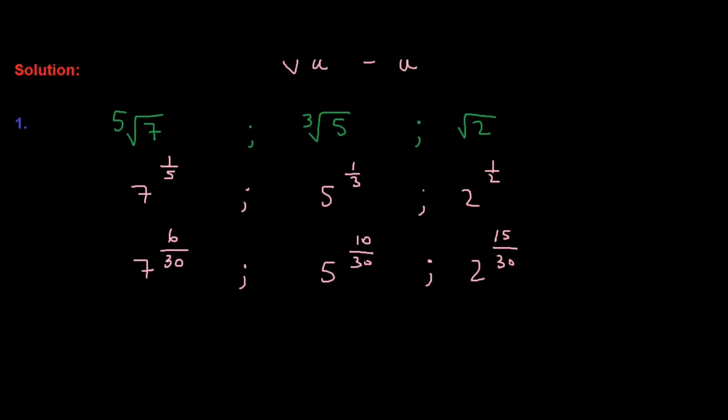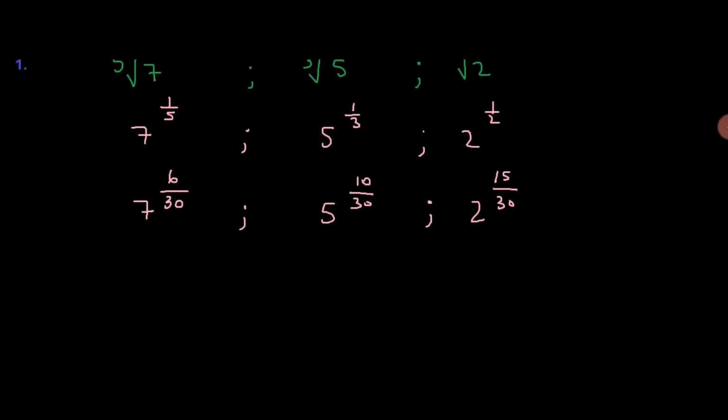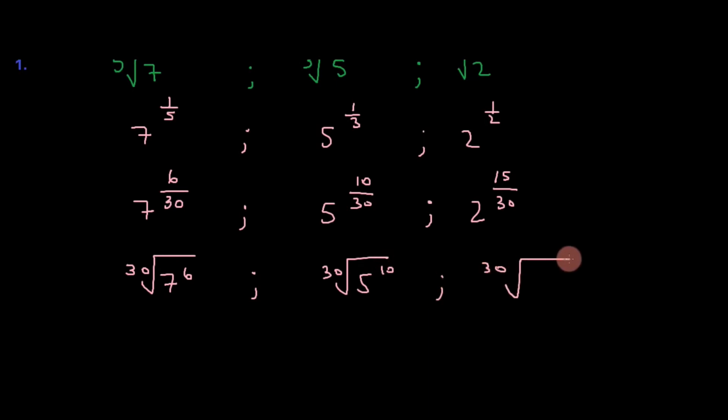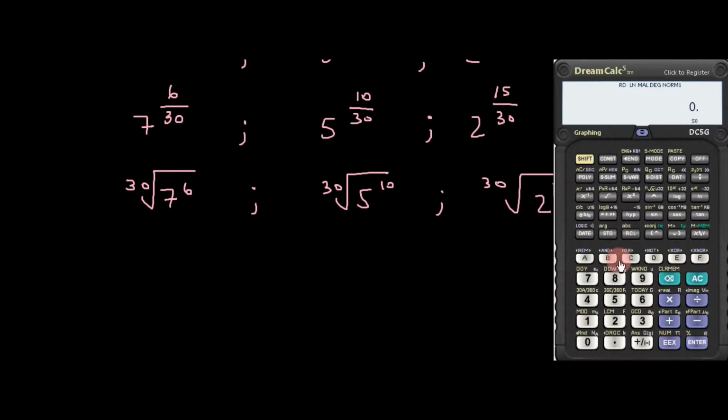We're going to use this law again to go back to the surd form. So it's going to be the 30th root of 7 to the 6th, the 30th root of 5 to the 10, and the 30th root of 2 to the 15. Let's use a calculator here. So 7 to the power of 6 is 117,649.